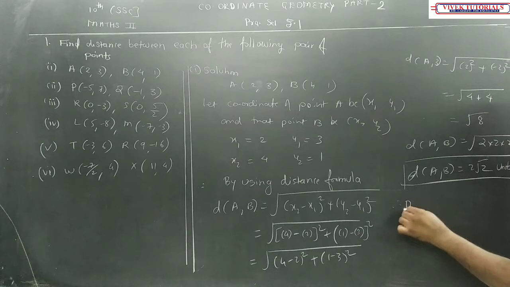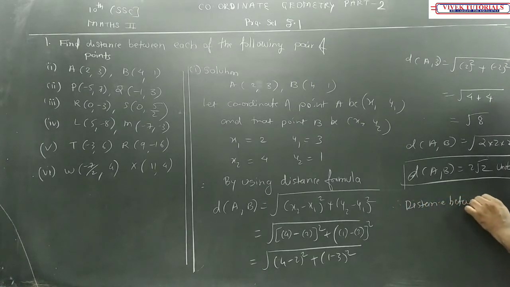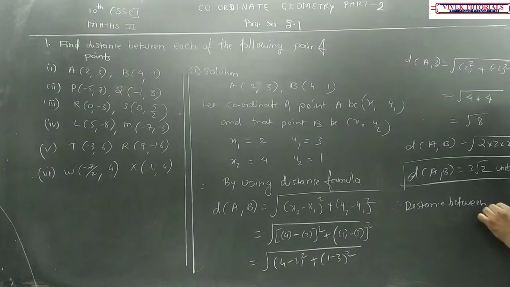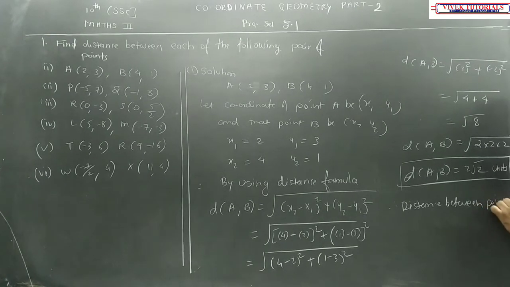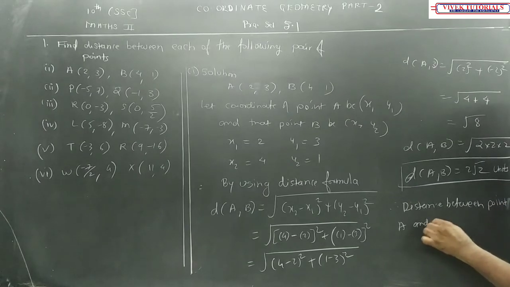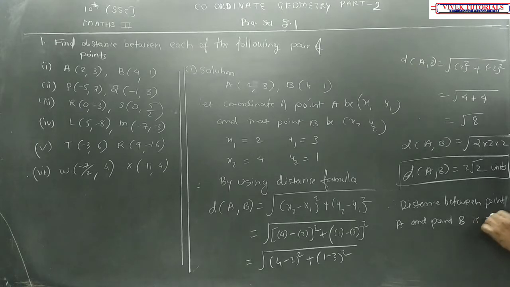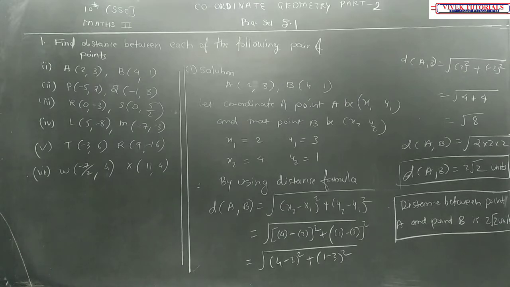Therefore, what can I write? Distance between point A and point B is 2 root 2 units. 2 root 2 units, that you are going to put in a box. So copy it down properly by pausing the video.